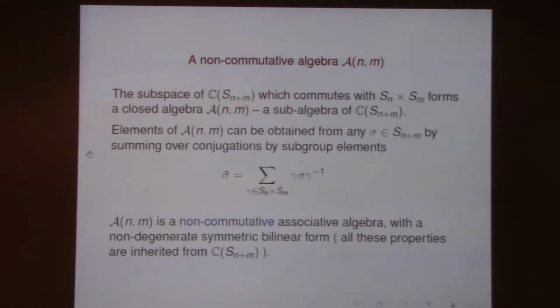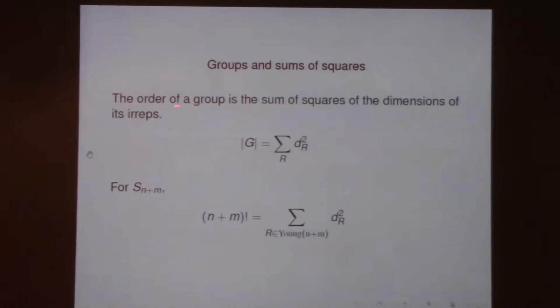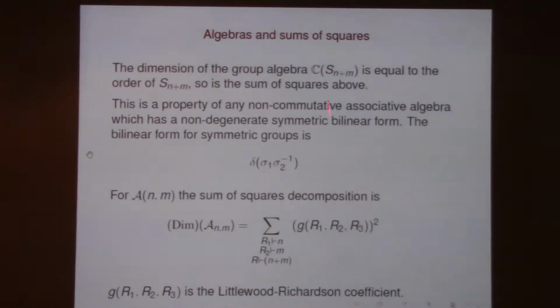It's a property that you know from groups, but it is actually generalizable to these semi-simple associative algebras. A nice property of groups is that the order of a group is the sum of squares of the dimensions of all its irreducible representations. For example, for the symmetric group on n plus m objects, the order n plus m factorial is the sum over all Young diagrams of the squares of the dimensions. Of course, associated with the group we have a group algebra, which is arbitrary linear combinations, and the dimension of that group algebra is the order of this group.